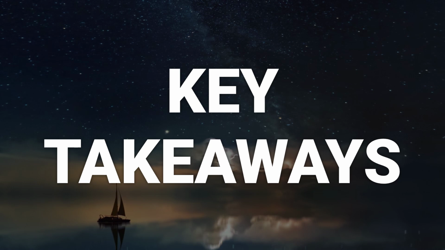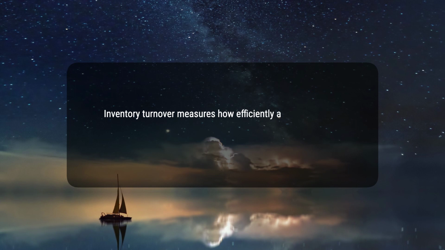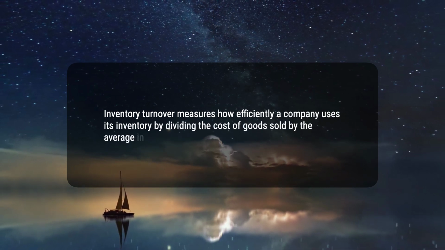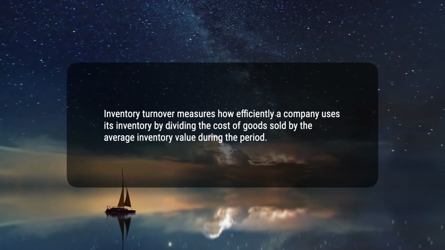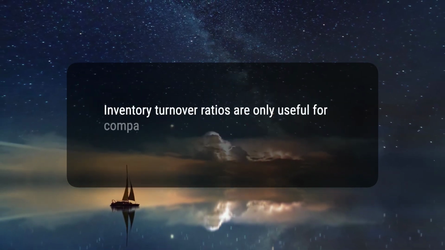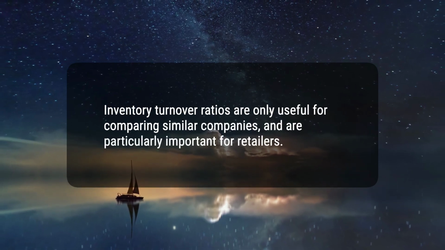Here are 4 key takeaways. 1. Inventory turnover measures how efficiently a company uses its inventory by dividing the cost of goods sold by the average inventory value during the period. 2. Inventory turnover ratios are only useful for comparing similar companies, and are particularly important for retailers.